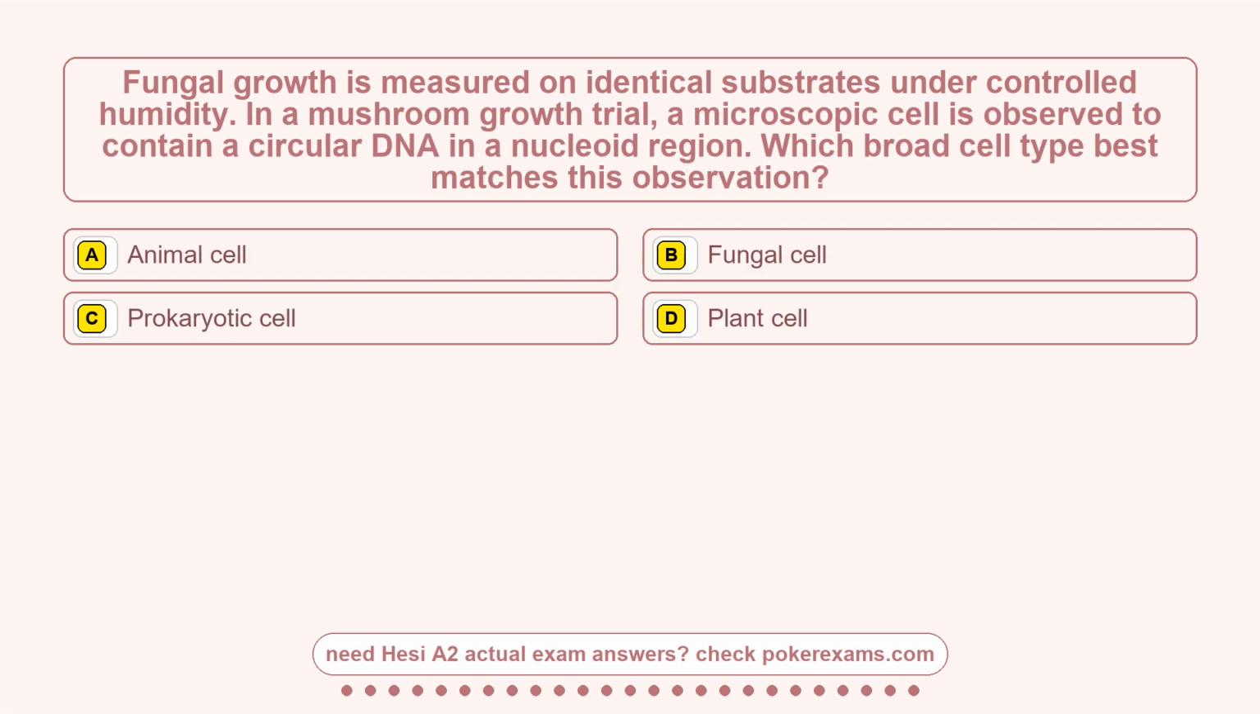Question 13. Fungal growth is measured on identical substrates under controlled humidity. In a mushroom growth trial, a microscopic cell is observed to contain a circular DNA in a nucleoid region. Which broad cell type best matches this observation? Option A, animal cell. Option B, fungal cell. Option C, prokaryotic cell. Option D, plant cell. The correct answer is option C, prokaryotic cell.